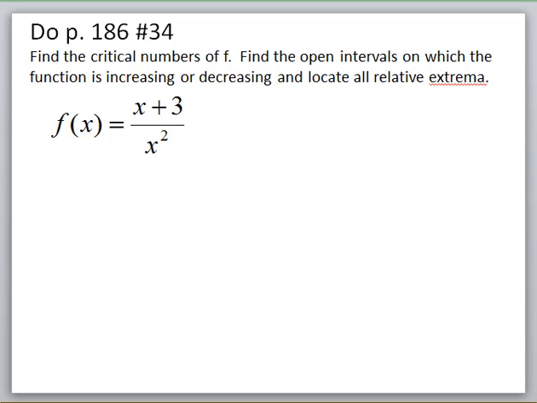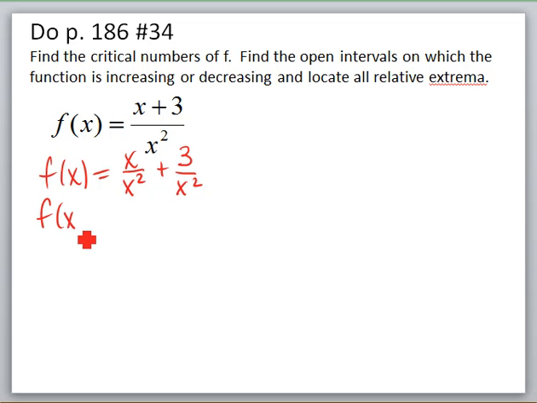Okay, in this problem we're going to be doing the same things. I'm finding the critical numbers and finding the intervals that increase and decrease and the relative extrema. I'm going to go ahead and rewrite this first. I do not want to use quotient rule on a problem like this. It's much easier to take the derivative if we just go ahead and rewrite it.